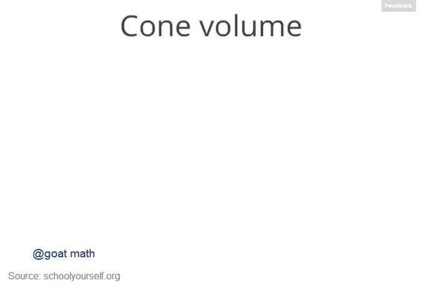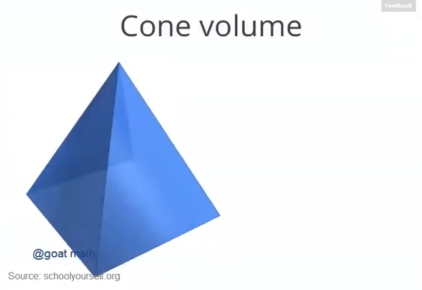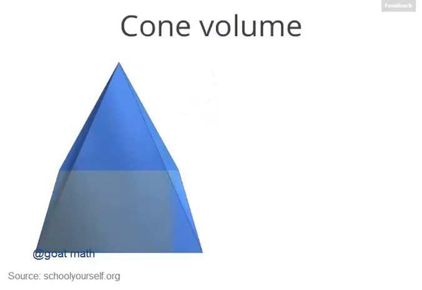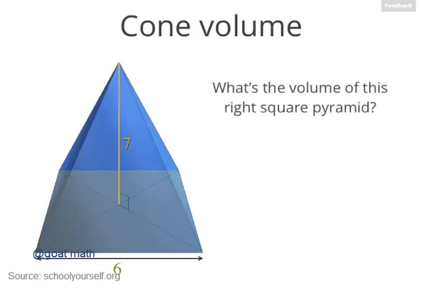Let's find a formula for the volume of a cone. But first, let's make sure you remember how to find the volume of a pyramid, like this pyramid over here. Its base is a square with side length 6, and its vertical height is 7. So what's the volume of this pyramid? If you're not sure, click down here to review.